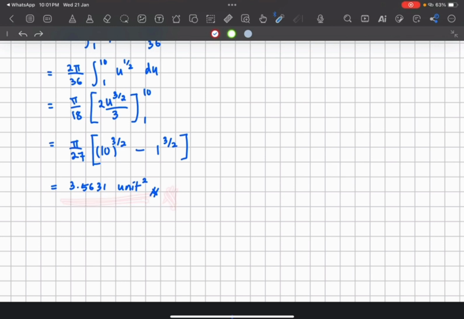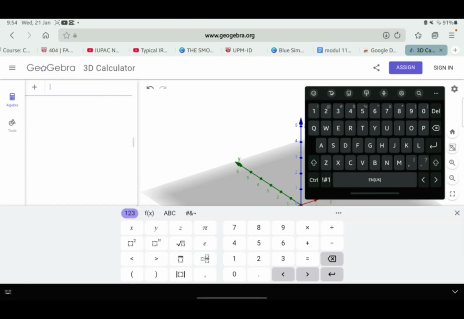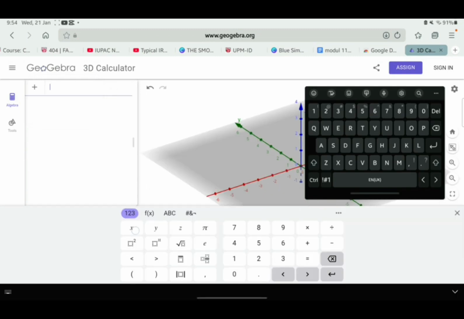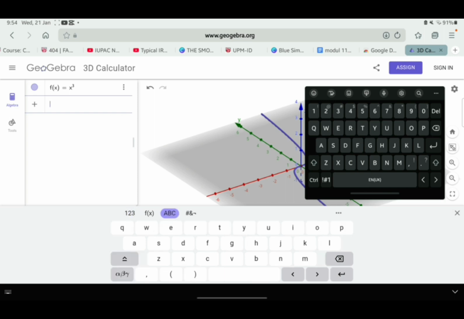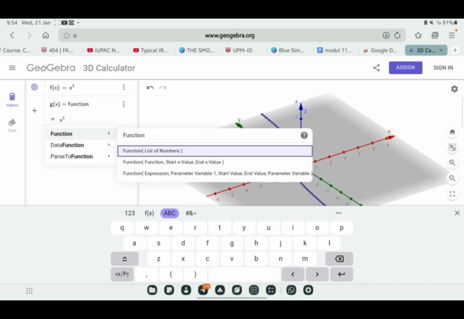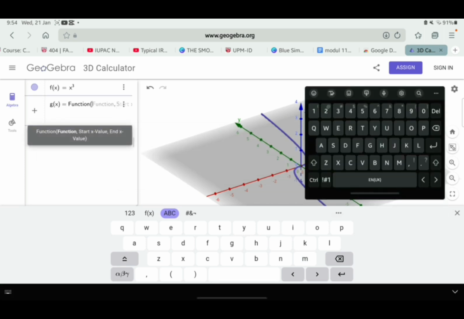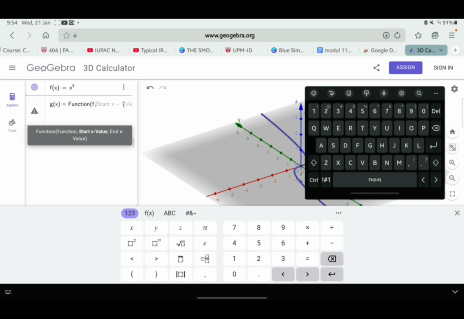Thank you. Now, how GeoGebra works. So first of all, we put in the function, which is x cube, and then for the second one, we will put in the interval. First of all, we pick the function, the start x value and end x value, which is the second one, and then we put in the function, which is f. The start value our group got 0, and the end value our group got 1.